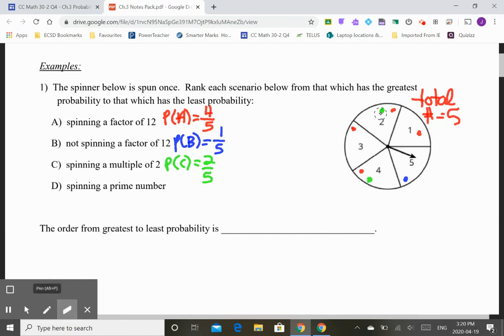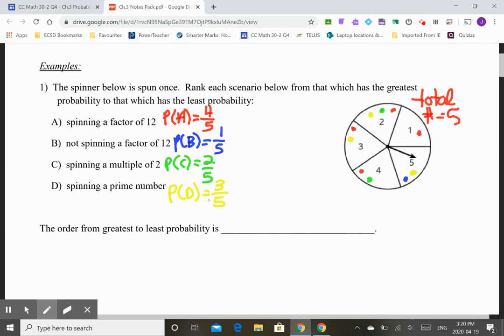D, spinning a prime number. So our prime numbers are numbers whose factors are only 1 and themselves. Let's have a look. So 1 is not considered prime. 2 is a prime number. 3 is a prime number. 4 is not. 5 is a prime number. So for part D, I can see I've got 1, 2, 3 favorable outcomes, still 5 total outcomes. So the probability for D is 3 out of 5.